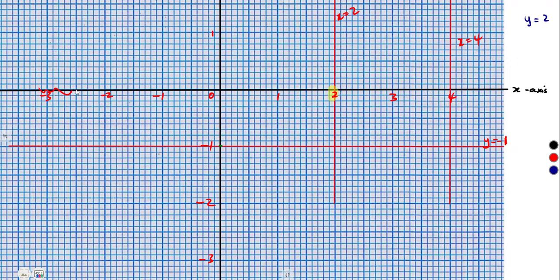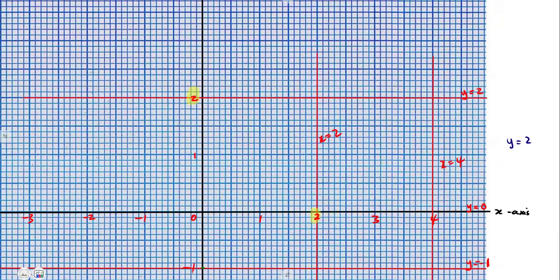So what does it mean? In the x-axis, y is what? It passes through 0. That is, in the x-axis, y is equal to what? y is equal to 0. So that's y is equal to 0 in the x-axis.